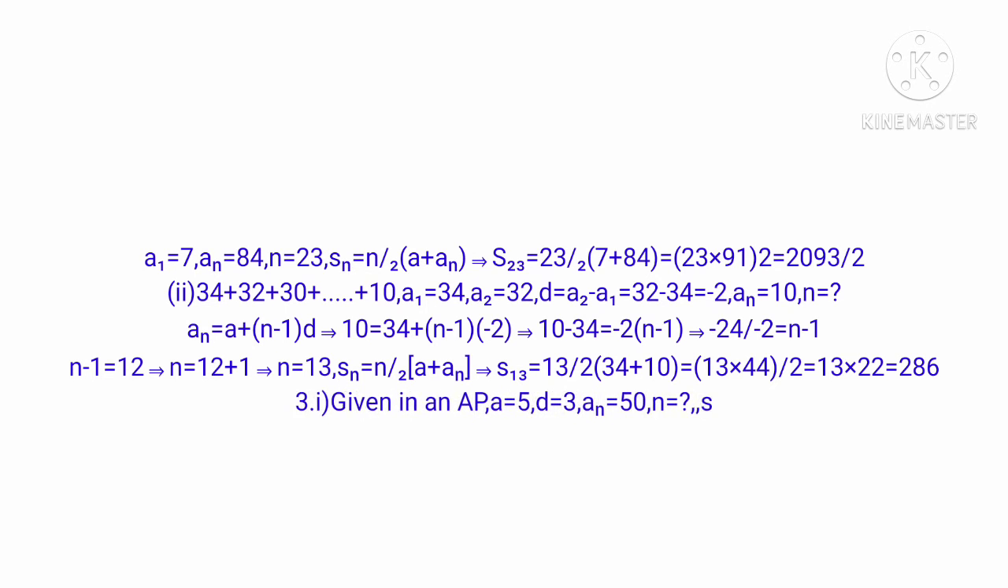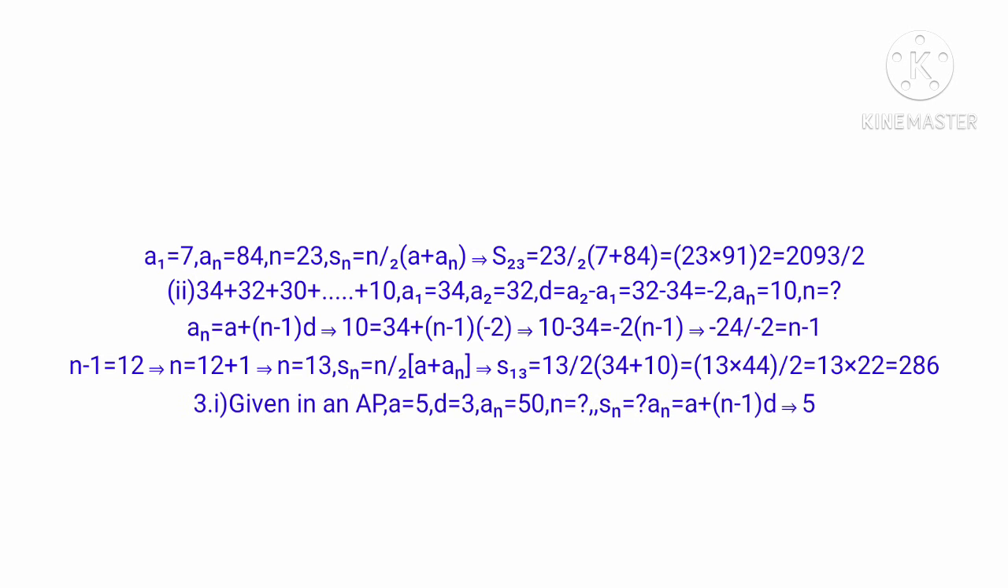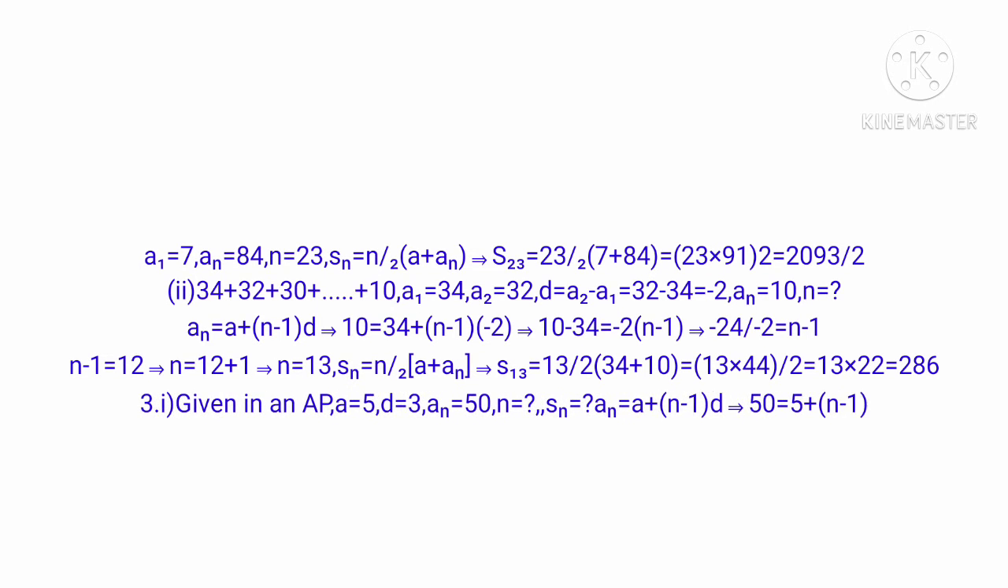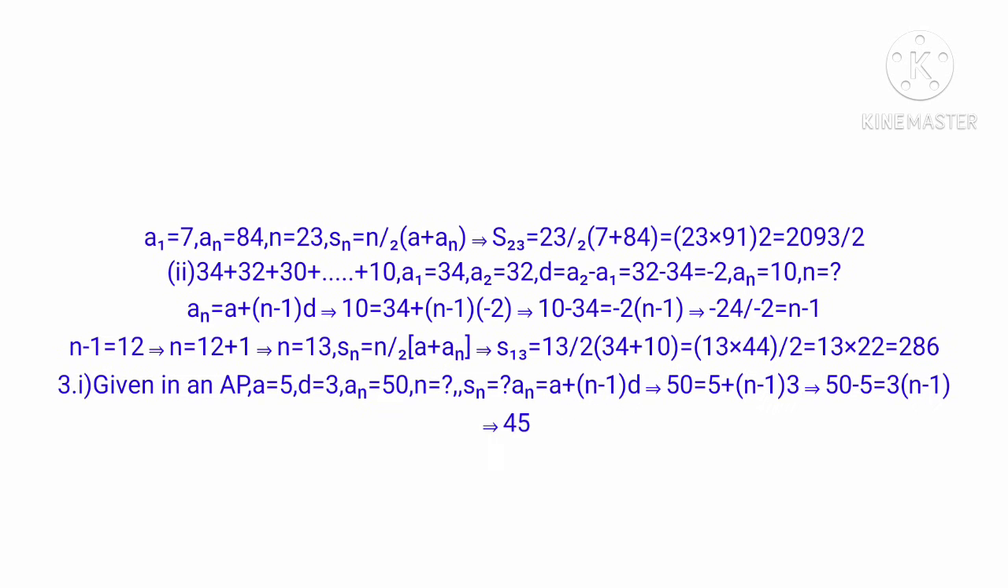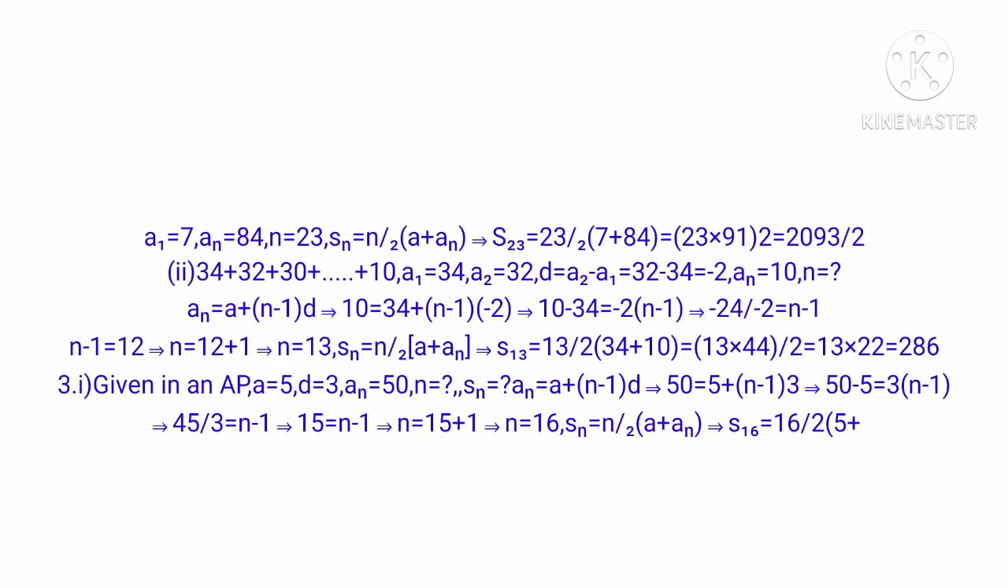Third question, given in an AP a is equal to 5 and d is equal to 3, an is equal to 50, n is equal to how much? Sn is equal to how much? an is equal to the formula a plus (n minus 1) into d, implies 50 is equal to 5 plus (n minus 1) into 3, implies 50 minus 5 is equal to 3 into (n minus 1). 45 by 3 is equal to n minus 1, implies 15 is equal to n minus 1, implies n is equal to 15 plus 1, implies n is equal to 16.